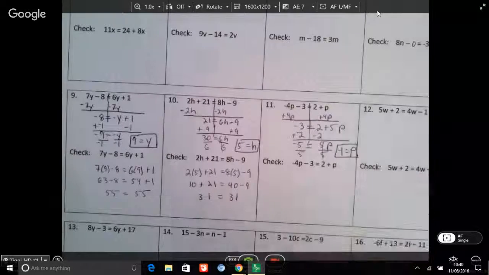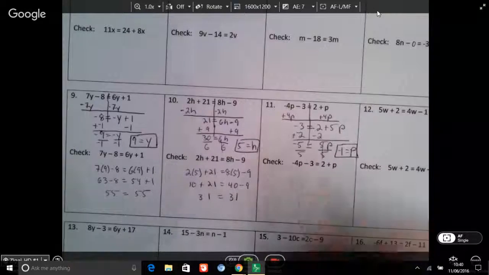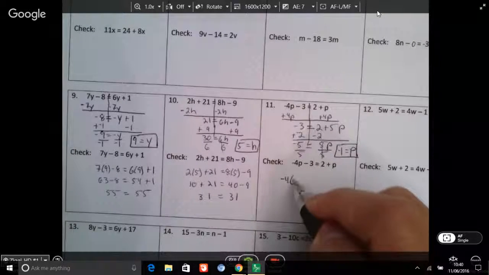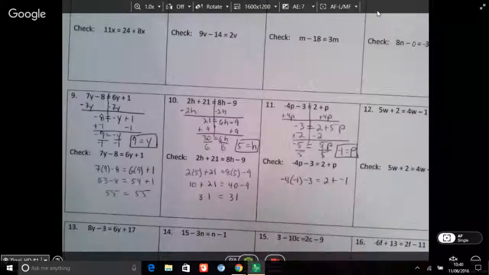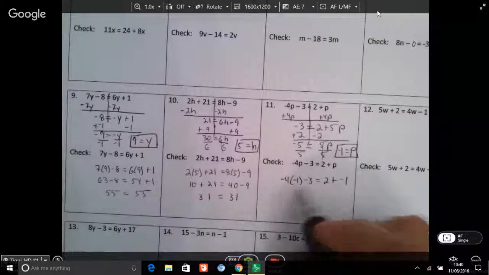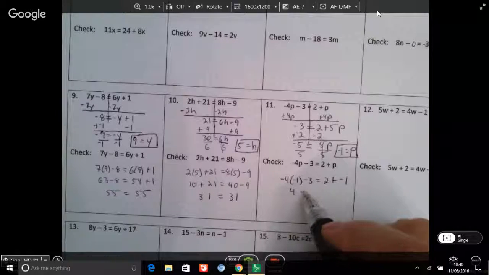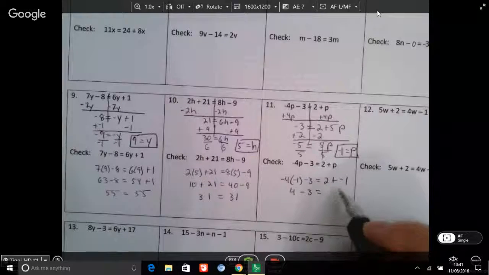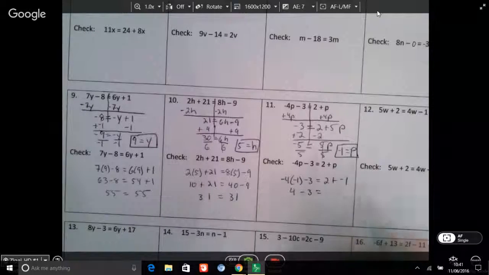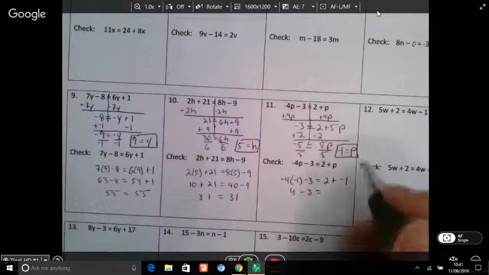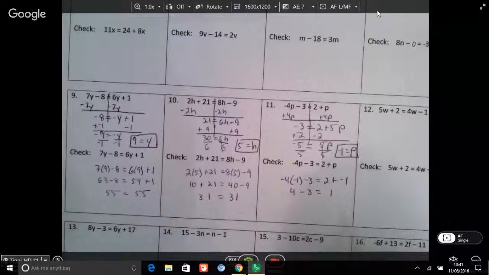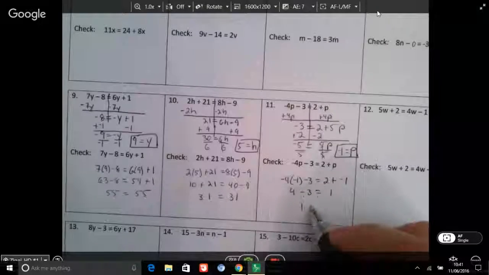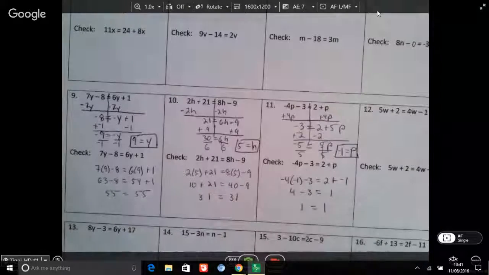p equals negative 1. So I have negative 4 times negative 1 minus 3 equals 2 plus negative 1. Negative 4 times negative 1 is positive 4. 4 minus 3 equals 2 plus negative 1. Addition, they have different signs, so I'm going to subtract them. 2 minus 1 is 1. Keep the sign of the bigger number. 2 is positive, so positive 1. 4 minus 3 is 1. 1 equals 1. Negative 1 works.